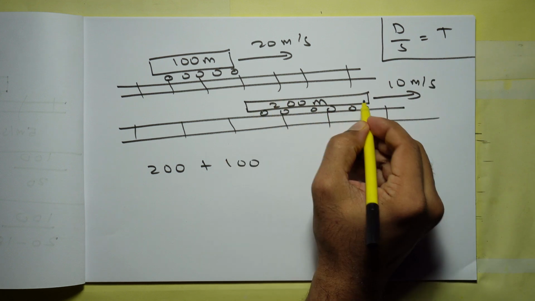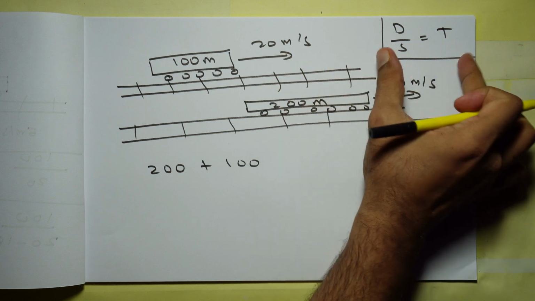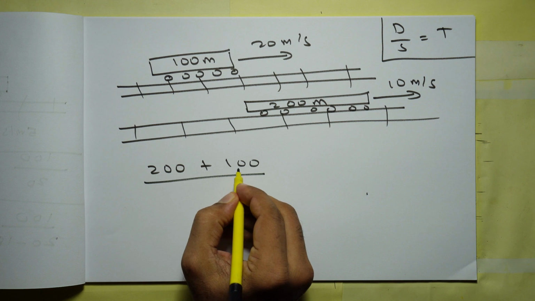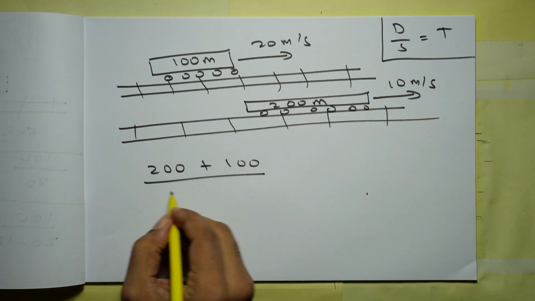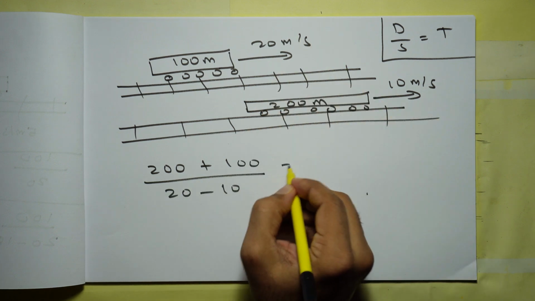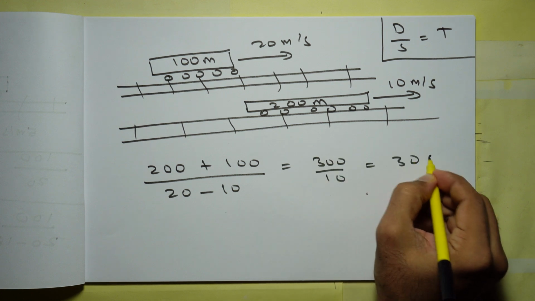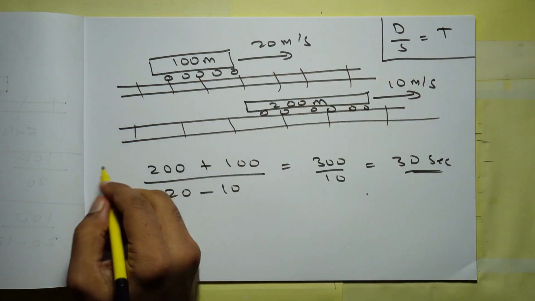So first the length of the slower train 200 meters, then they will become equal, and then its own body length 100 meters. So distance to be moved is 200 plus 100, 300. Now they are both moving in the same direction, so relative velocity will be 20 minus 10, the difference of their speeds. So that will be 300 by 10, altogether 30 seconds will be needed. That is when they are moving in the same direction.